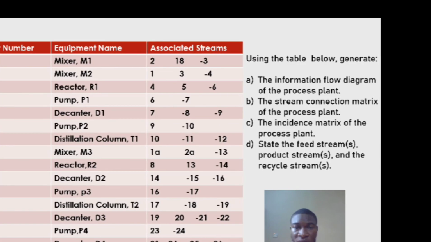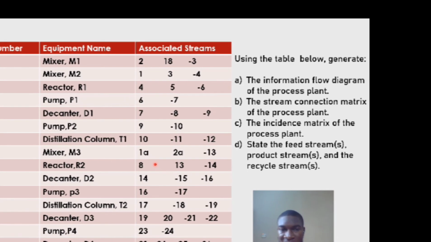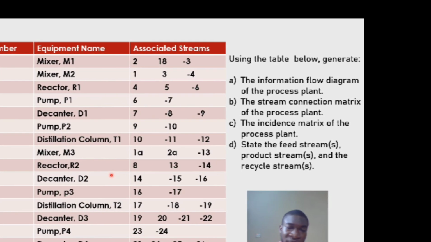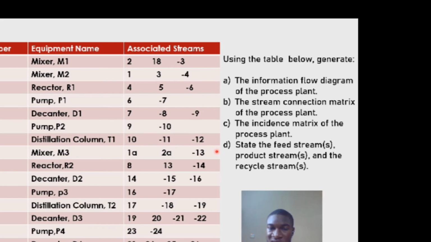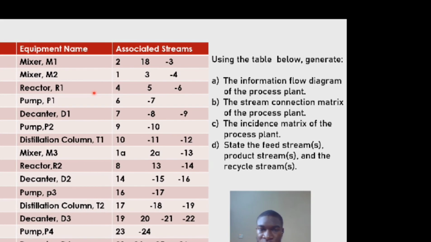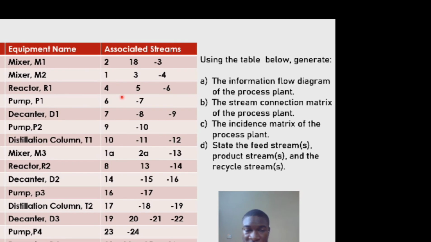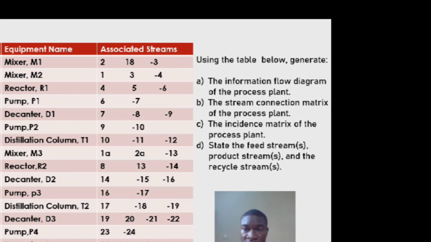The next one is an example you ought to solve. So try solving this yourself. We have 15 equipment units and about 26 streams. That's quite big. But just try and do that, and in the next class we'll actually solve this, so you can see the right solution to it.